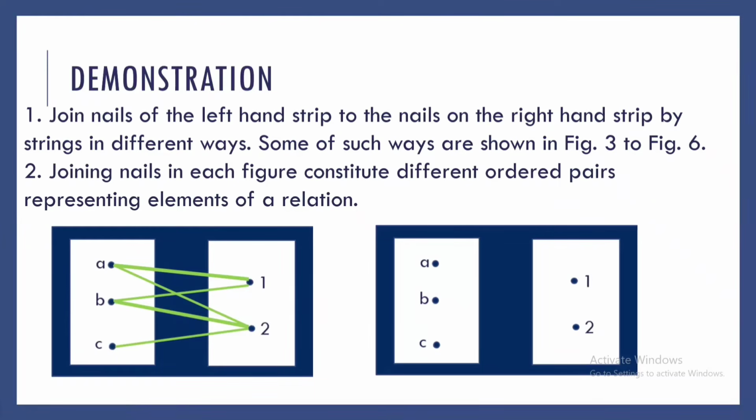I'll be giving you various examples, and let us take the second set of strips, these 2 white strips, and join A, B, and C to 1 and 2 in another manner. So this becomes figure 3. Now I take another set of A, B, and C and 1 and 2 and join them in a different way. I join A to 1, I join C to 1, and I join B to 1. And I'm not joining them to point 2. This becomes figure 4 now.